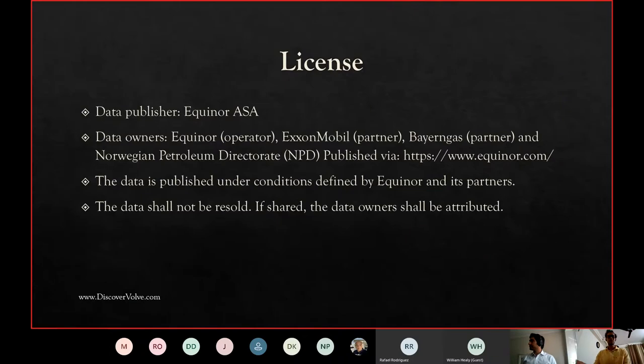Thank you. Okay, so to start off, the Volve data was published by Equinor, and the data set is currently owned by Equinor, ExxonMobil, Payone Gas, and NPD. The data is published on the Equinor website. It is governed by the terms and conditions defined by Equinor. Overall, it's a Creative Commons license. They say very clearly that the data set should not be resold, and if shared, the data owners should be attributed.